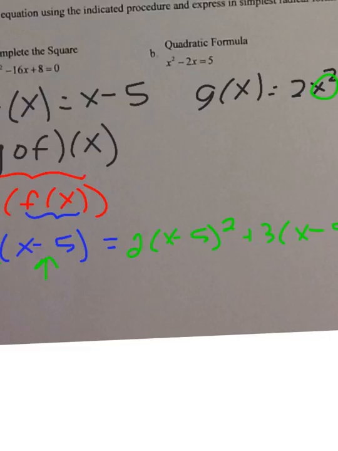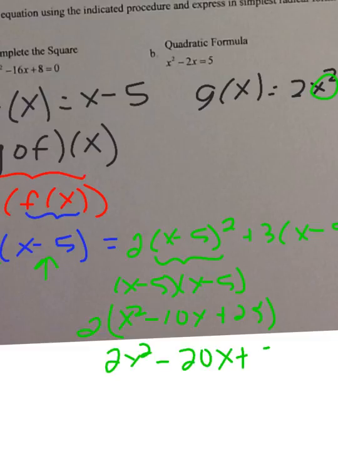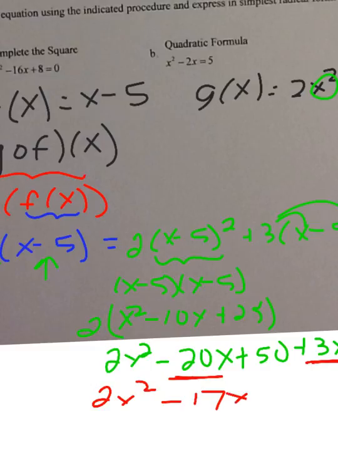So I'm going to take care of the x minus 5 squared. So x minus 5 times x minus 5 is x squared minus 10x plus 25. Distribute the 2. So we get 2x squared minus 20x plus 50. Distribute the 3. Plus 3x minus 15 minus 4. Combine like terms. And when I combine like terms, I get 2x squared. Negative 20x plus 3x is negative 17x. And then 50 minus 15 minus 4 is positive 31.